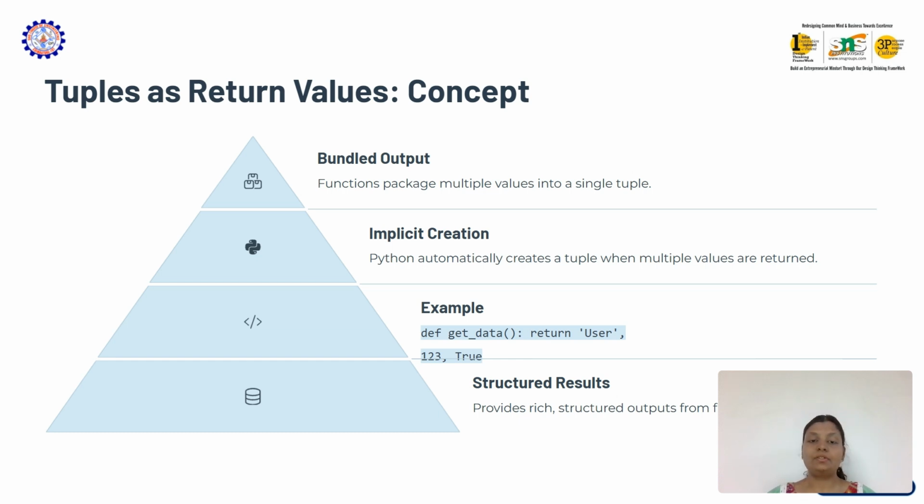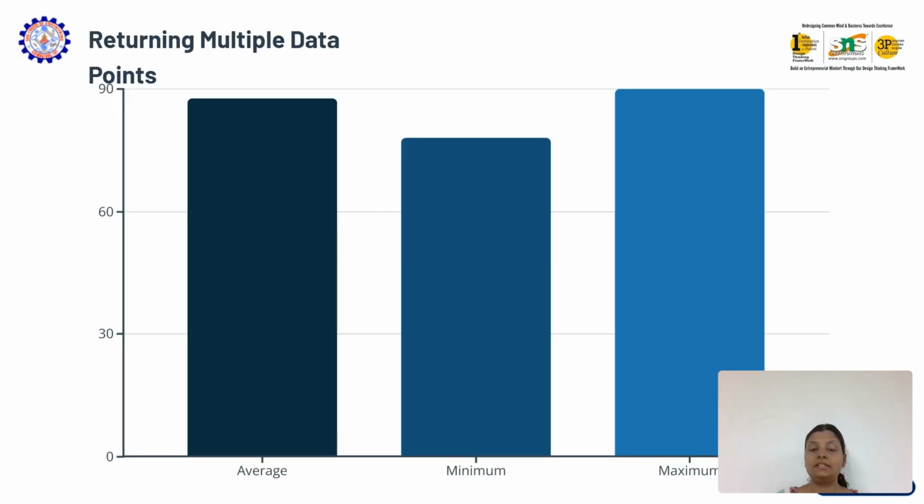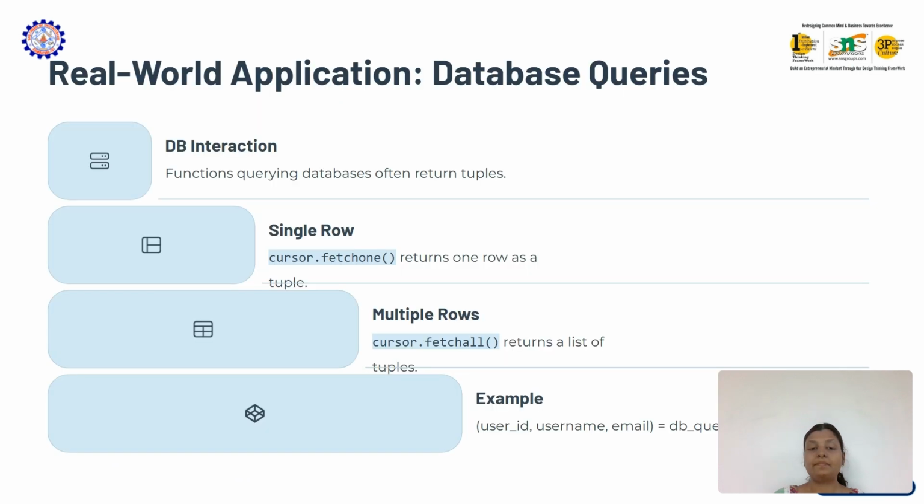Tuples as return values. The concept: bundled output from functions packages multiple values into a single tuple. Implicit creation: Python automatically creates a tuple when multiple values are to be returned. Example: definition get_data, return user, 123, True. Structured results provide rich structured outputs from functions with ease, returning multiple data points.